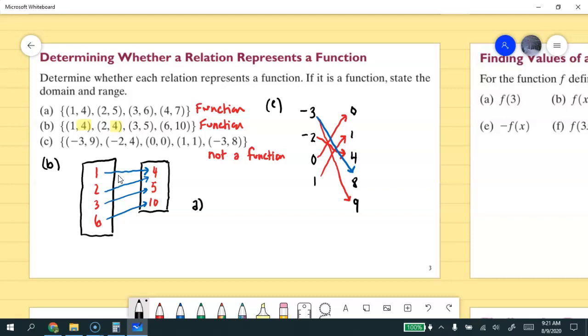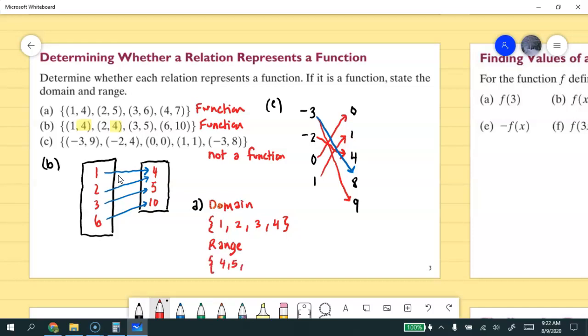For letter A, the domain is going to be written like this. You make a little squiggly bracket and you write down 1, 2, 3, and 4. So you basically take all the x values and you write them in. That's all there is to it. And then for the range, it's going to be 4, 5, 6, and 7.